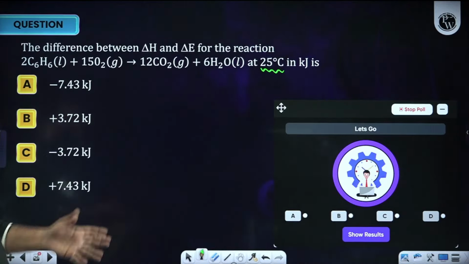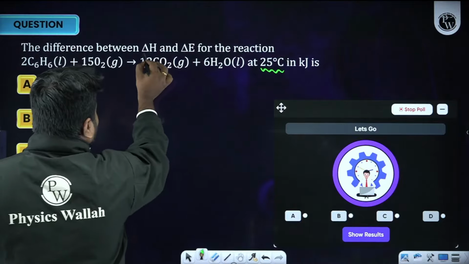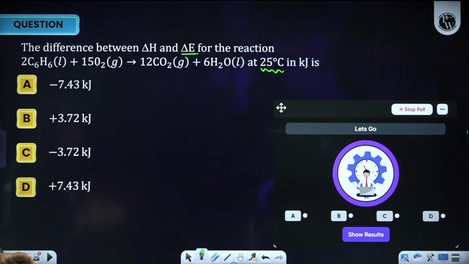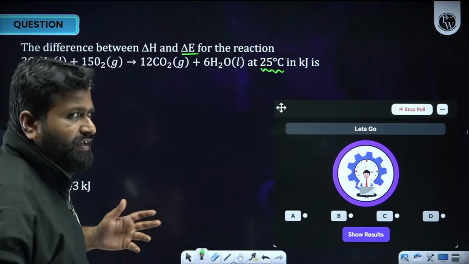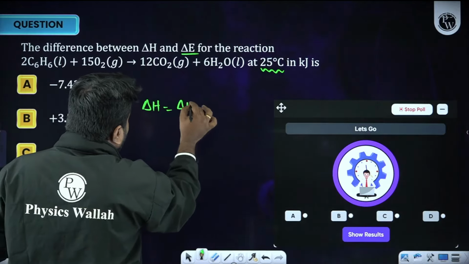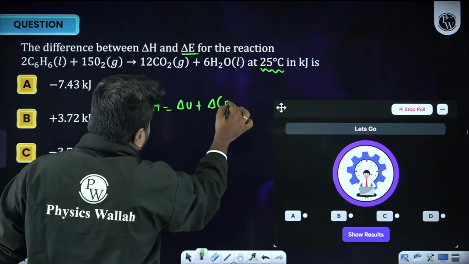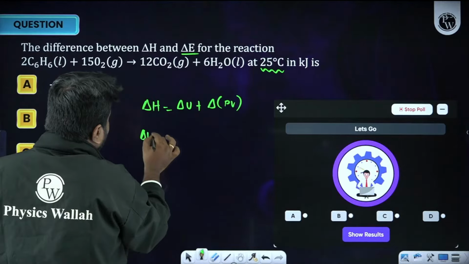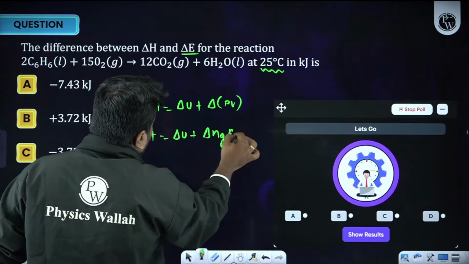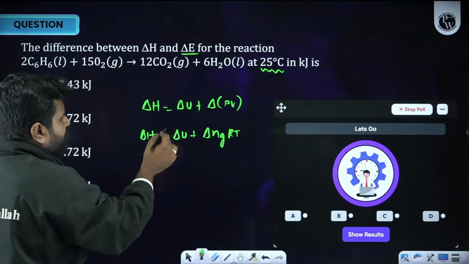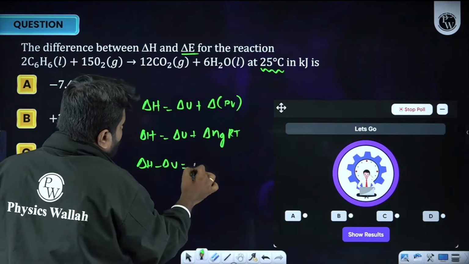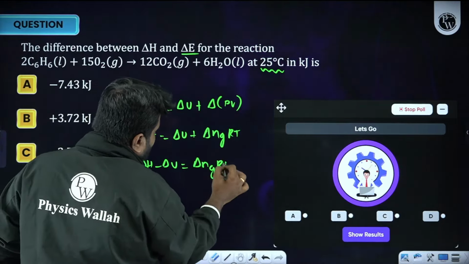Okay, tell me, my dear students, how can we relate delta H, enthalpy, and internal energy? What is the relation we know between enthalpy and internal energy? Very simple. We know delta H is equal to delta U plus delta PV. Otherwise, I can write delta H is equal to delta U plus delta ng RT, because the pressure and volume terms are not given in the equation. So delta H minus delta U is equal to delta ng RT.